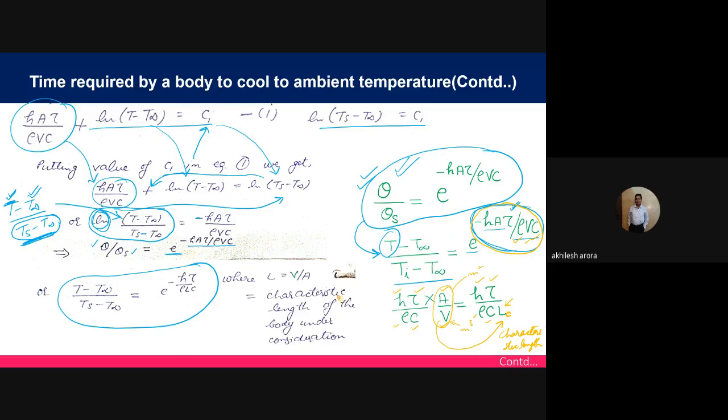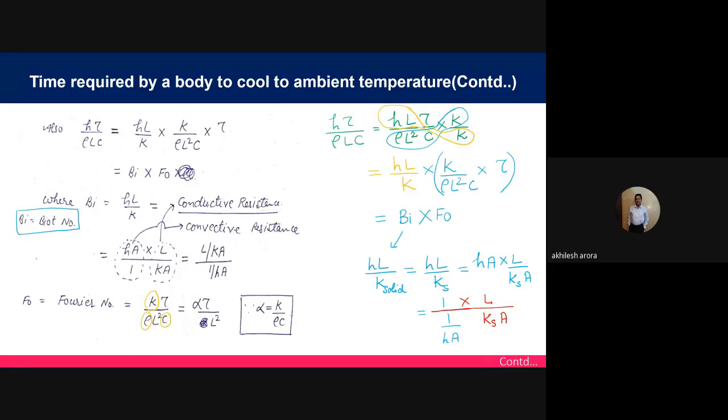So that is why this expression is now written as T minus T infinity divided by Ts minus T infinity equals e raised to power minus h tau divided by rho LC. So this is the final expression that we get. Here, rather than L, we can write LC is equal to the characteristic length of the body under consideration. Okay, so let us proceed further.